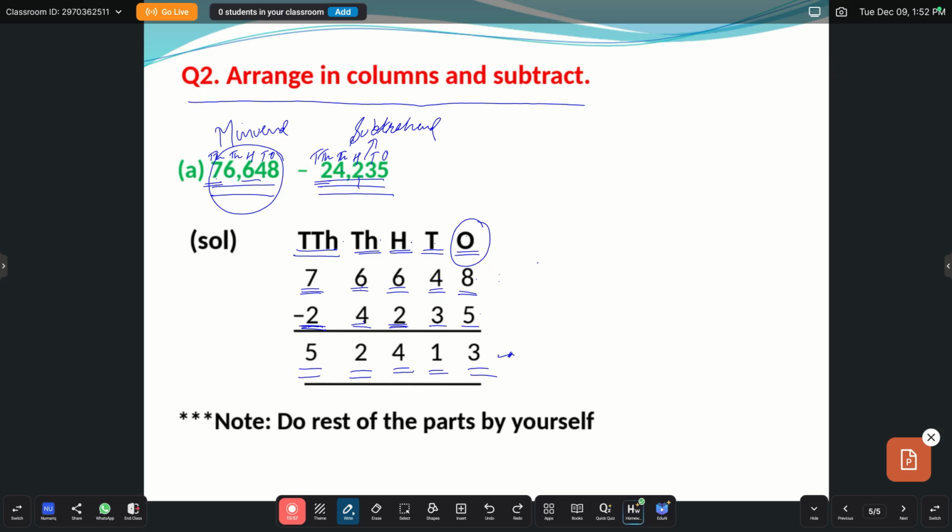It's 5. So, upon subtracting 24,235 from 76,648, we got the answer, that is 52,413. So, this is our answer. It means that this is the difference. Now you will do part B by yourself.